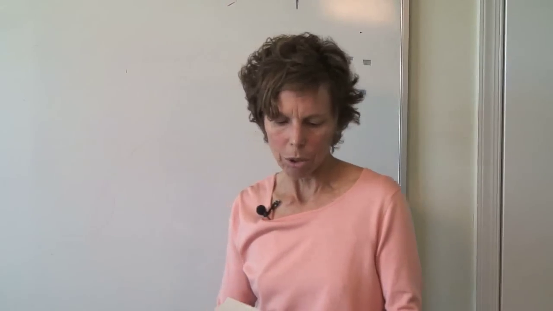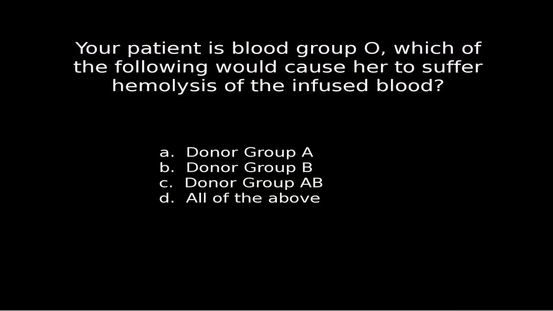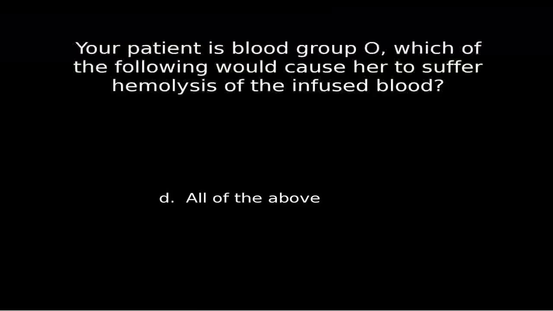Well, actually, there's another question. Number 8. Your patient is blood type O. Which of the following would cause her to suffer hemolysis of the infused blood? Okay, and we just talked about that. It would be donor A, donor B, or donor of group AB. Why? Because she's got antibodies to all those, but she has no antigens on her little red blood cells, so she can give you her blood all day long, which is very nice for her.